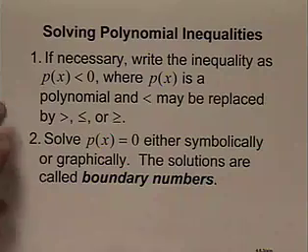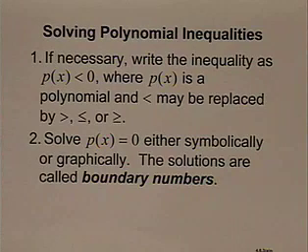Well, let's go through a process that we can use for solving polynomial inequalities. The first step in solving a polynomial inequality is, if necessary, write the inequality as p of x less than 0, where p of x is a polynomial and less than may be replaced by greater than, less than or equal to, or greater than or equal to.